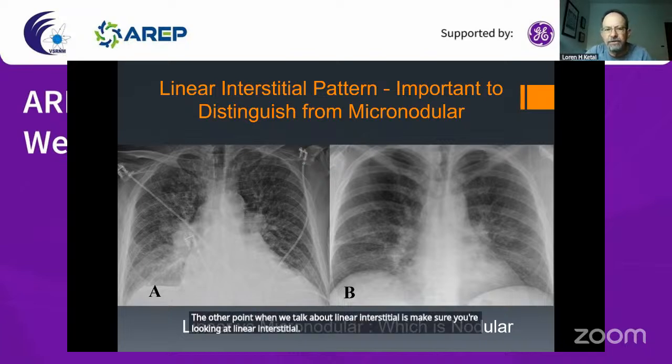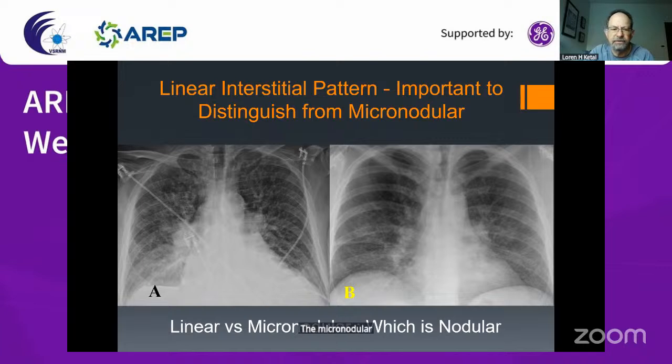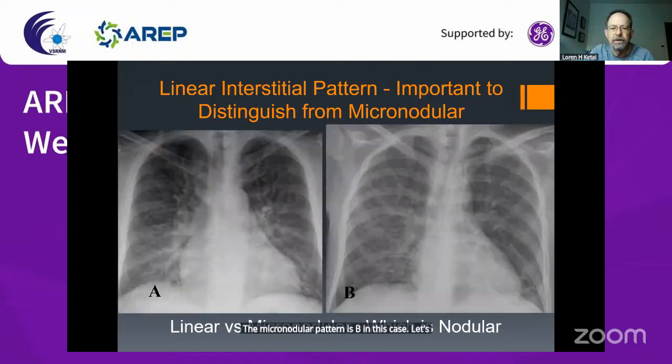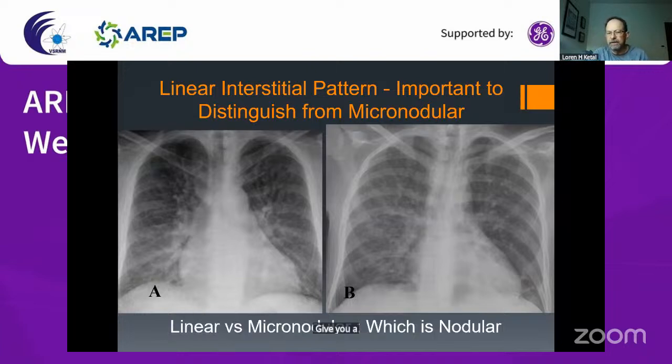And sometimes it's hard to distinguish this from a micronodular pattern. So if you look at these two, one of these is linear interstitial, the other is a micronodular pattern. If you look carefully and pick A or B, the micronodular pattern is B in this case. Let's try one more. One is linear interstitial, the other is micronodular. Give you a moment to take a pick. In this case, the micronodular pattern is B.